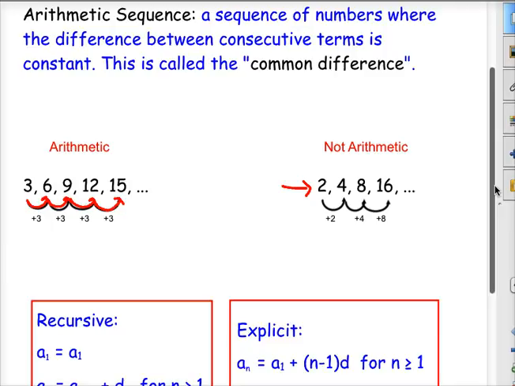All right, so that's how you can tell the difference. Just see what you are adding. If it's consistent, if it's constant, it's arithmetic. If it's not constant, then it's not arithmetic.